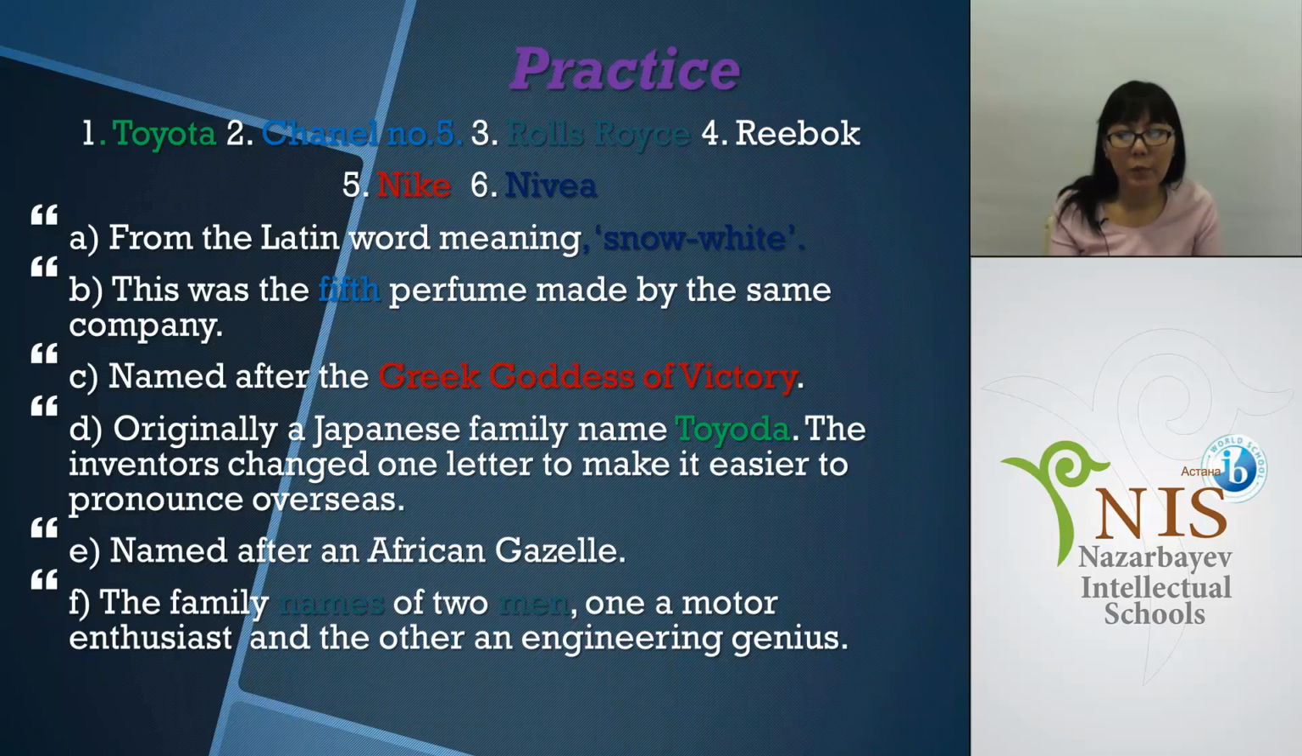And if we talk about Rolls-Royce, it is the family names of two men, one a motor enthusiast and the other an engineering genius. So they combined their names and they combined their work, and here appeared a new car, Rolls-Royce, and also Reebok and Nike. So you see, when we see a name, we can actually identify the person who invented this thing, or some kind of development or relation to some cultural or geographical position.